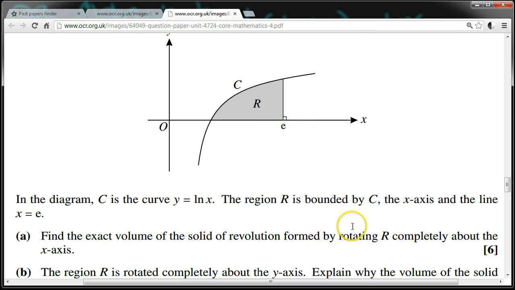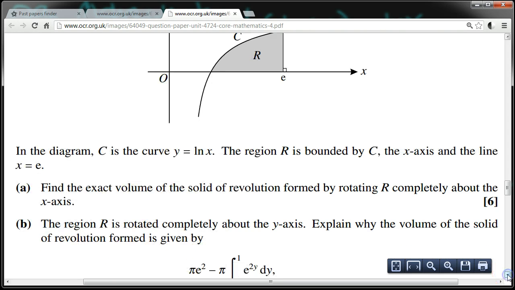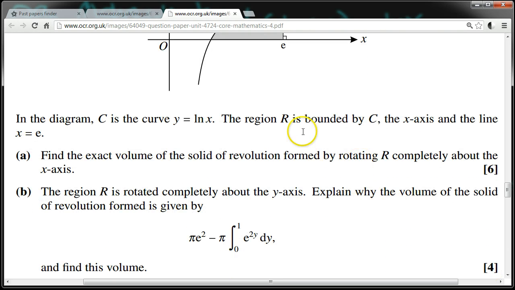The region R is rotated completely about the y-axis. Explain why the volume of the solid of revolution formed is given by pi e squared minus pi, the integral between 0 and 1 of e to the 2y dy, and find this volume.